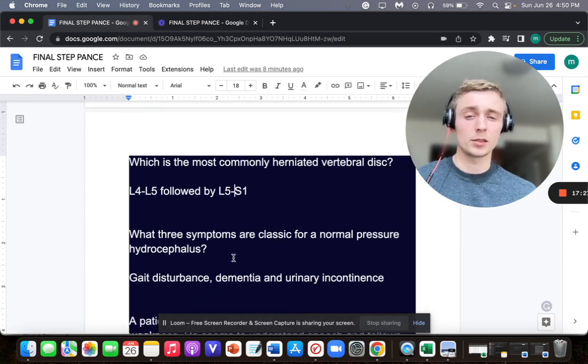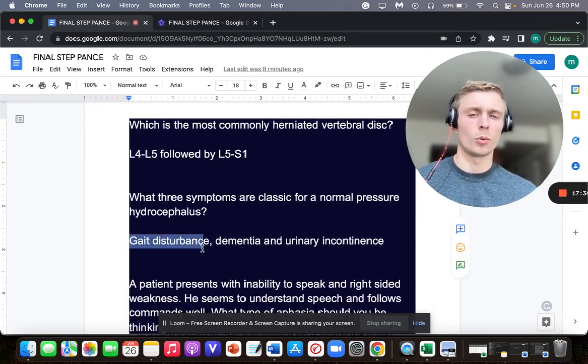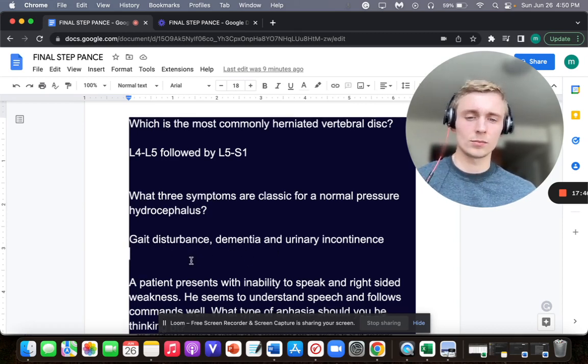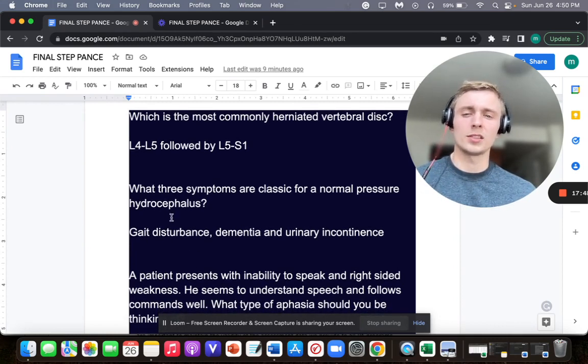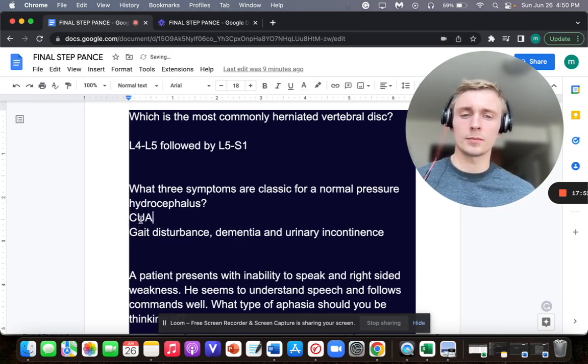What are 3 symptoms that are classically associated with normal pressure hydrocephalus? So that's gait disturbance for normal pressure. So normal pressure hydrocephalus: gait disturbance, dementia, and urinary incontinence. So I remember that was CUA as well: cognition, urination, and antalgic gait. So gait disturbances, cognition, dementia, and urinary, CUA.